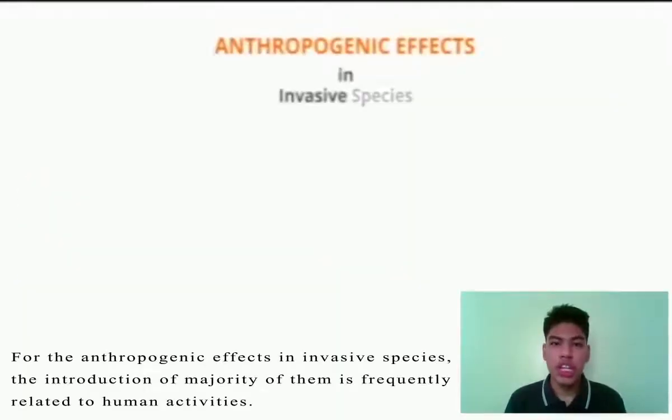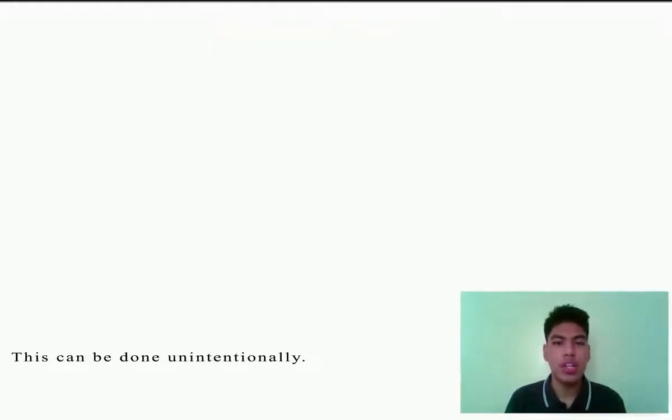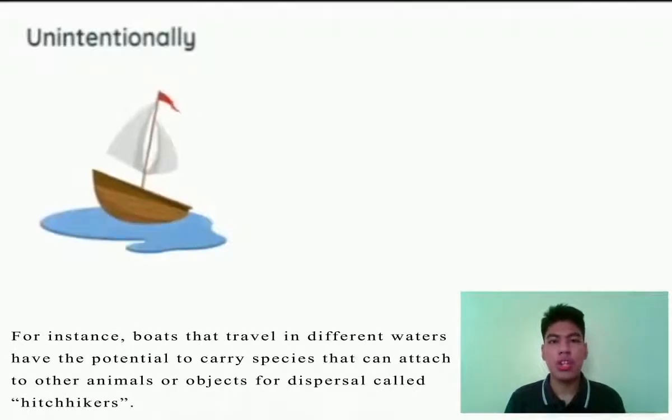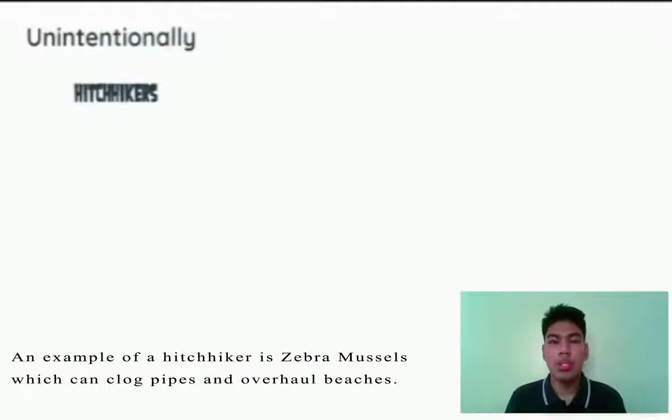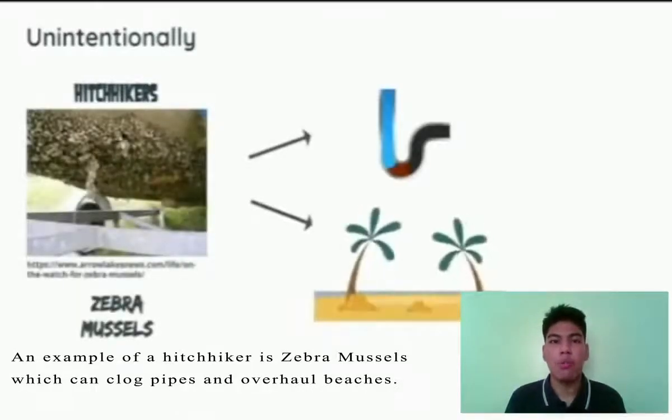For the anthropogenic effects in invasive species, the introduction of the majority of them is frequently related to human activities. This can be done unintentionally. For instance, boats that travel in different waters have the potential to carry species that can attach to other animals or objects for dispersal, called hitchhikers. An example of a hitchhiker is zebra mussels, which can clog pipes and overhaul beaches.